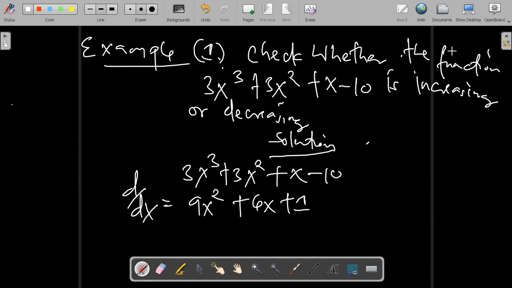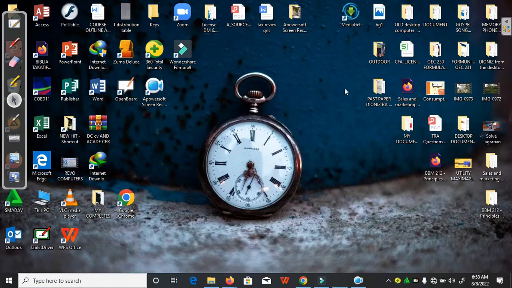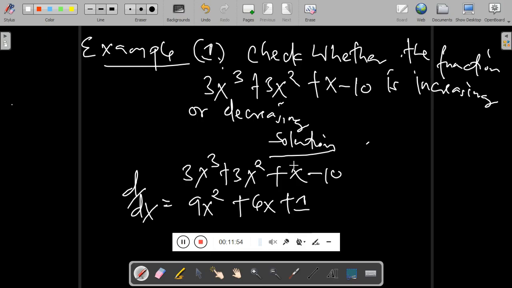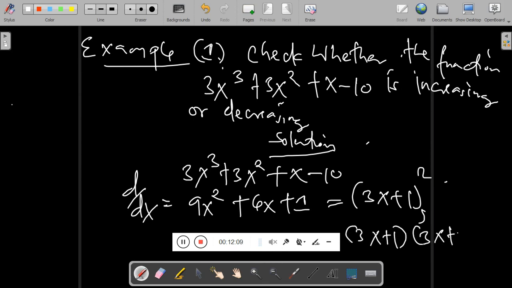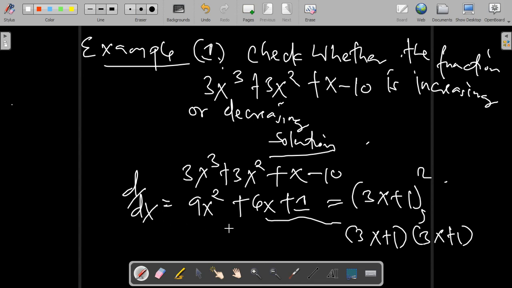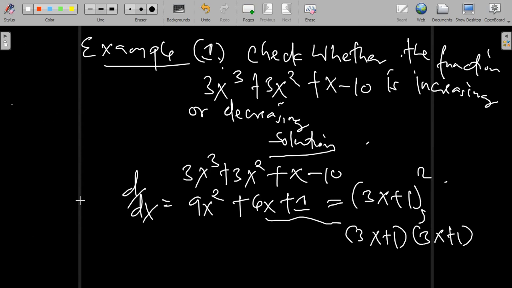Now from this function, we can observe that the function is always positive. We may try to expand it. Instead of writing 9x squared plus 6x plus 1, you write (3x plus 1) raised to the power of 2. When you expand this, it will be (3x plus 1) times (3x plus 1), which gives you the same result of 9x squared plus 6x plus 1. Since we've applied the first order derivative and obtained positive results, we can conclude that the derivative is always positive.